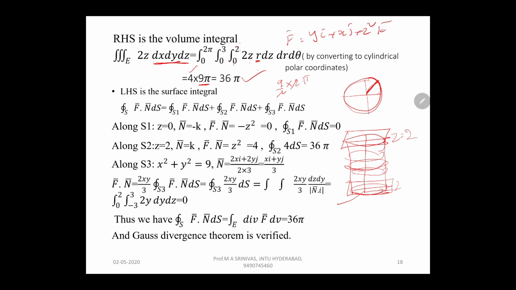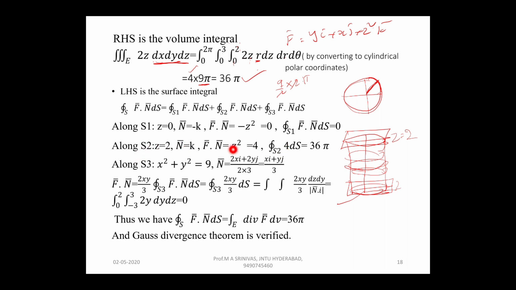Along the surface S1, n bar, the outward normal vector, will be in this direction, which is minus k bar. What is f bar dot n bar? If I find the dot product with n bar, which is minus k bar, it is minus z square. But on S1, what is z? Z is 0. Therefore, f bar dot n bar is 0. Therefore, that integral value is 0.